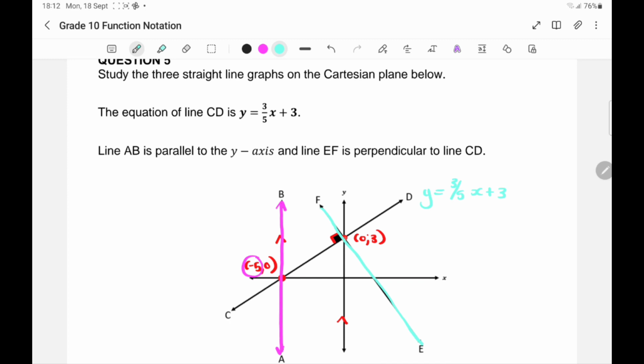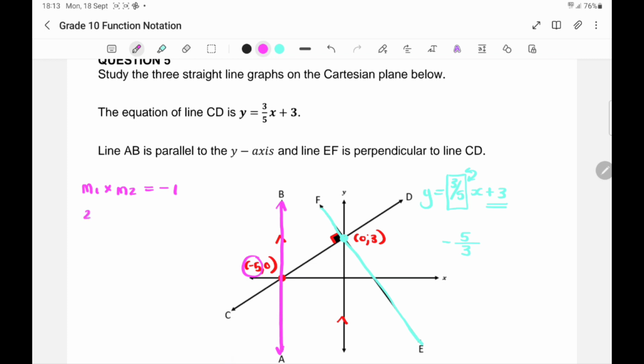So now, very important, can you see that both of them still cut through positive 3? So your backside must still be plus 3. But now, if they run perpendicular, you take the gradient, you swap it around to make it 5 over 3. And then if it was a positive, you make it a negative, and if it was a negative, you make it a positive. Just very quick. With 2 lines that are perpendicular, the gradient of line 1 times the gradient of line 2 must always give you negative 1.